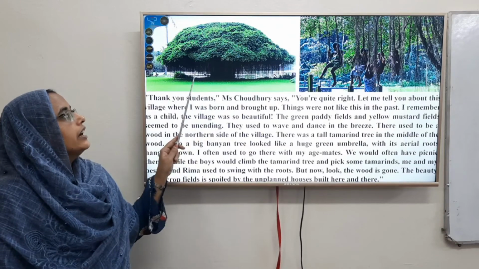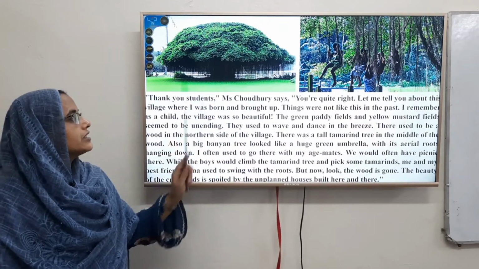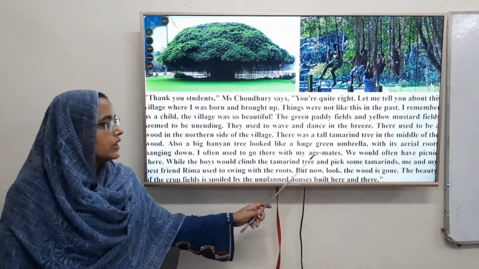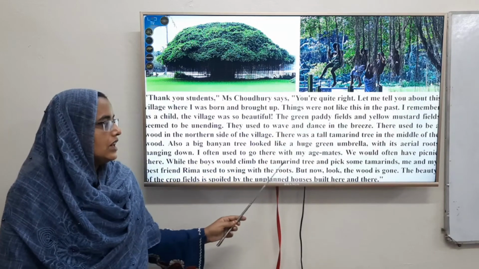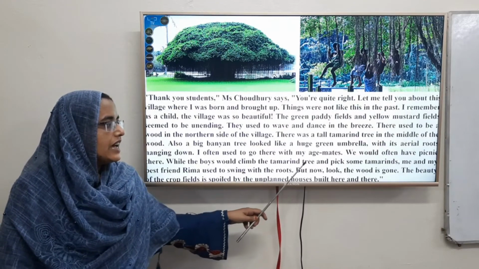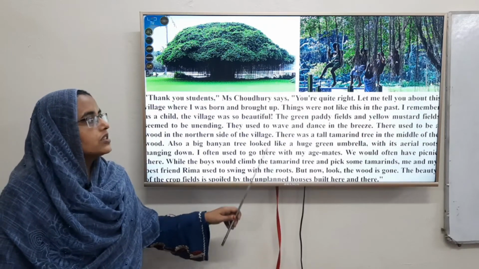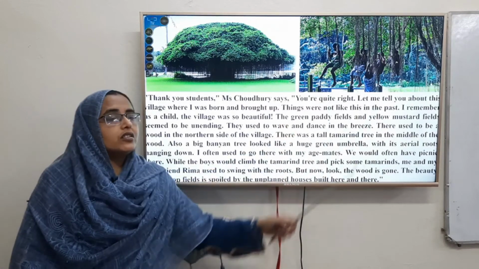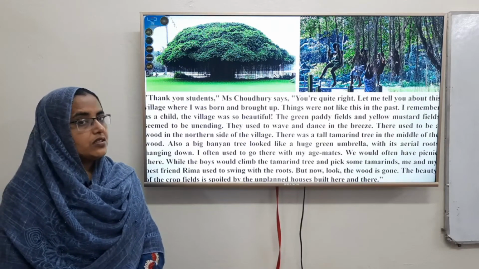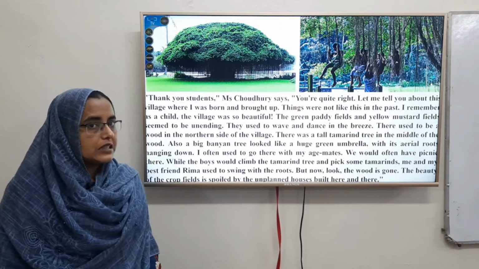This is the banyan tree, and it looks like a green umbrella, and the aerial roots are hanging down. I often used to go there with my age mates. This is the situation. We would often have picnics there while the boys would climb the tamarind tree and pick some tamarinds. Me and my best friend Rima used to swing with the roots. It is the situation of the village where there is a big banyan tree, but in the present situation, we find no banyan trees anywhere. Do you find any banyan tree around you?